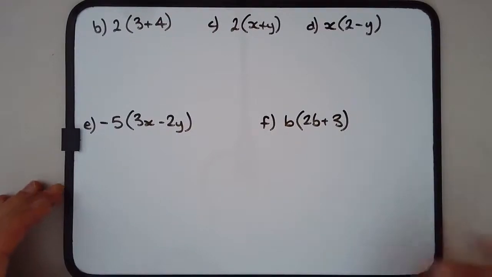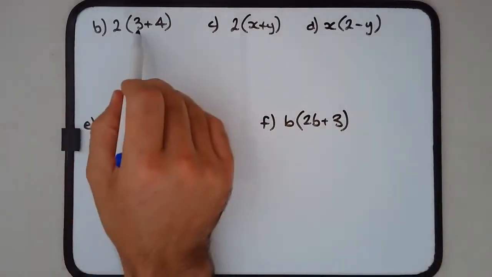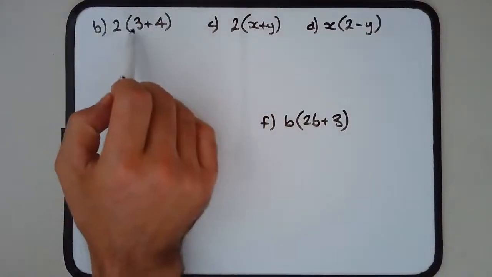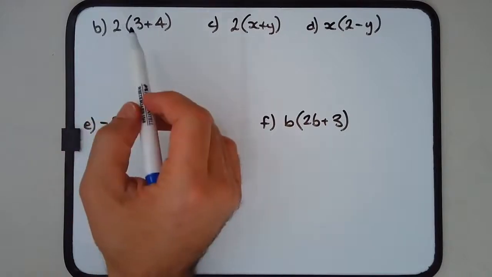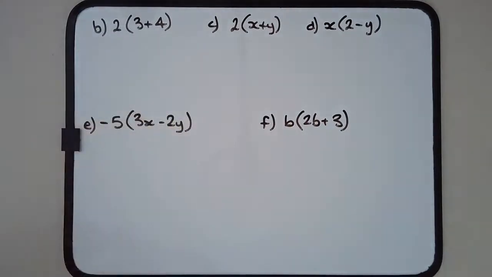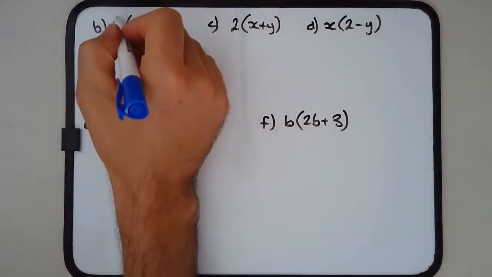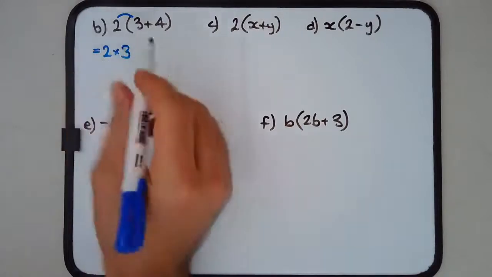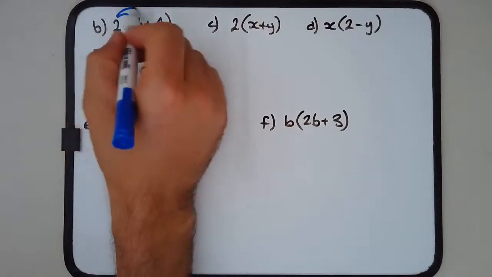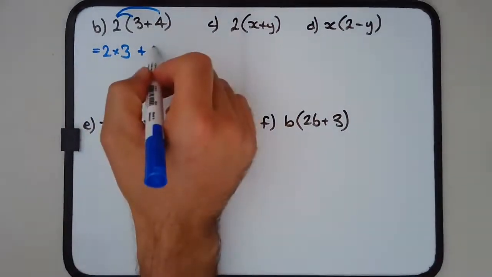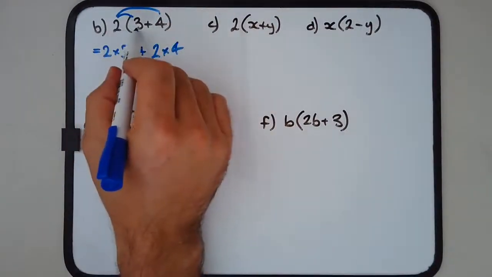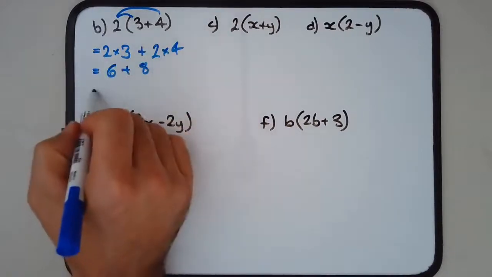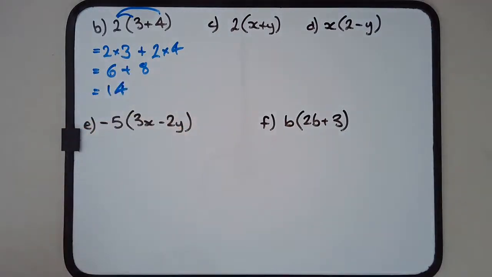So this is now part B. Expand 2 outside of 3 plus 4. Now this is just regular numbers, or regular numerals. 3 plus 4 is 7. 7 times 2 is 14. Now would that work if we applied the rule of expansion? Let's see. We have 2 times 3, plus the 2 multiplies the 4, since 2 is in common with the 3 and the 4. So that's equal to 6 plus 8, and that equals 14. So it certainly does work.